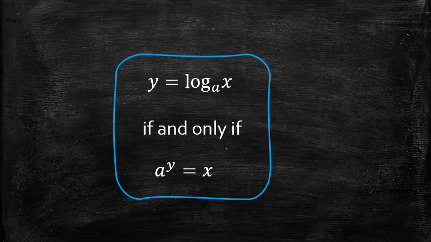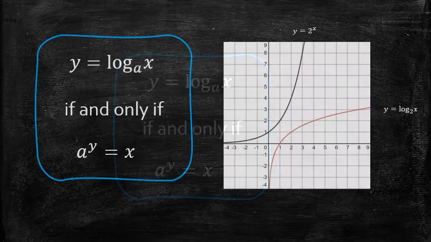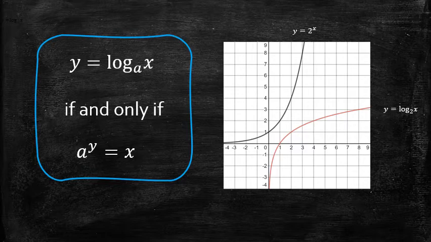Okay, so we're going to continue to use this fact: y equals log base a of x if and only if a to the y power is equal to x. So if we go back and think about the exponential growth functions that we talked about in the last section, starting with y equals 2 to the x, the inverse of y equals 2 to the x is log base 2 of x.